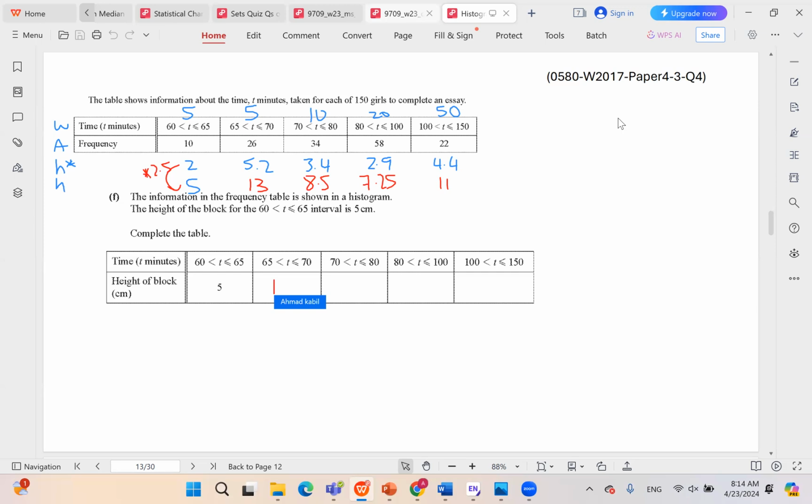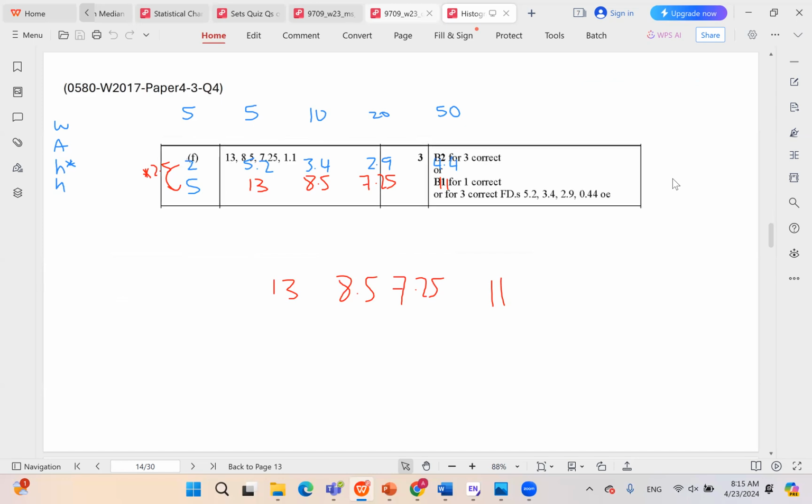13, 8.5, 7.25, and 11. Let's check the marking scheme. These are the correct answers: 13, 8.5, 7.25, and 11.